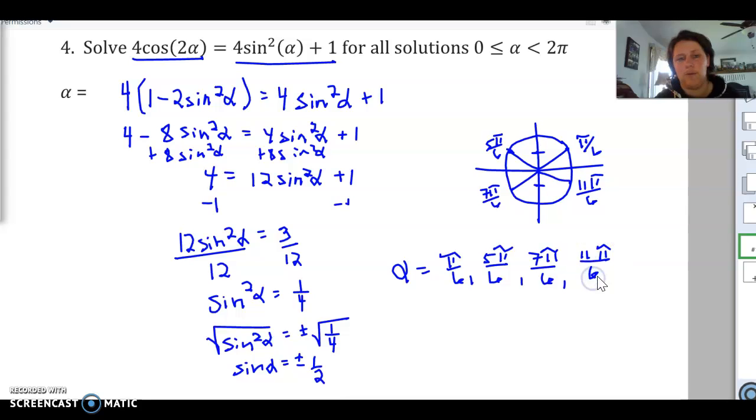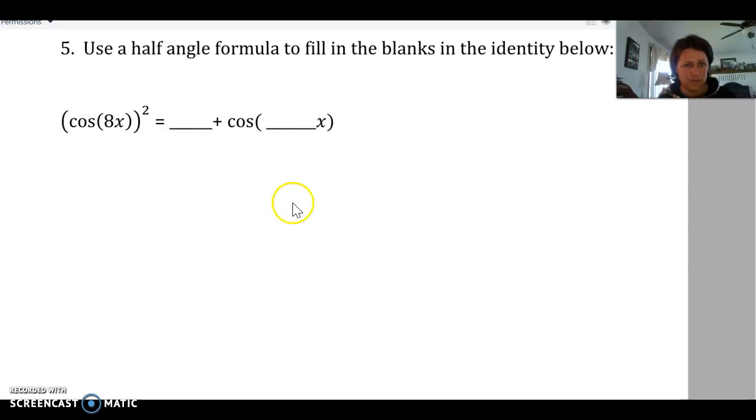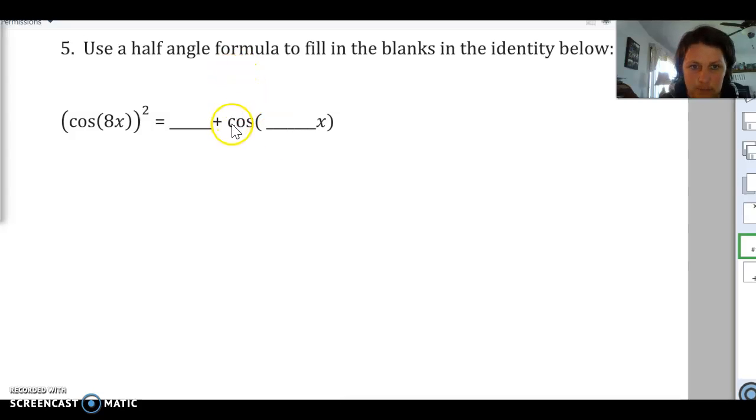Okay, and we will move on to example number 5. Example number 5 wants us to use a half-angle formula to fill in the blanks of this identity. Now, there should be one more blank in here, actually, because there's going to be a coefficient to this cosine value also. We're really not going to use that information, but when you look on My Open Math, there should be a blank there in front of the cosine also.